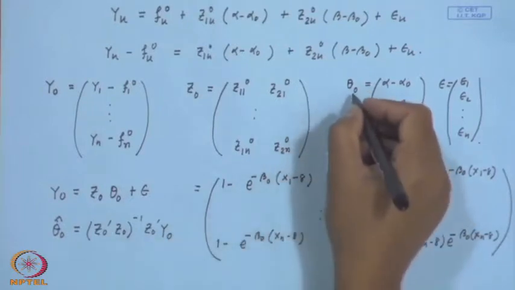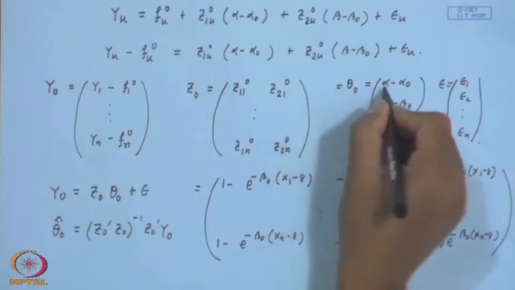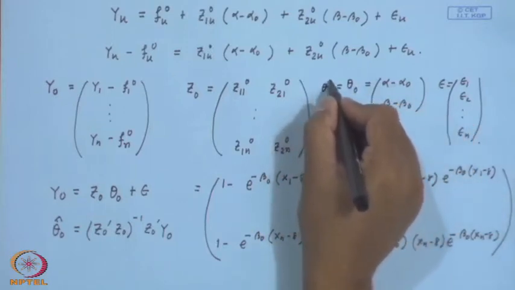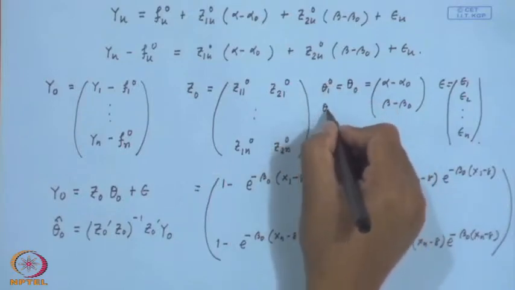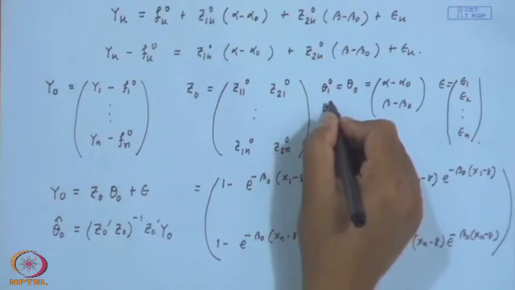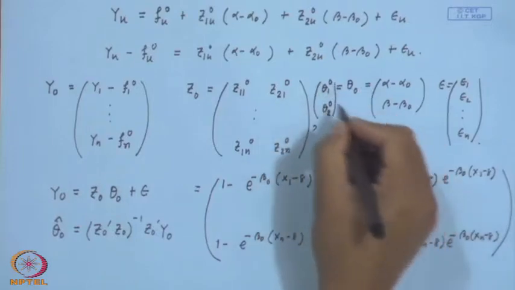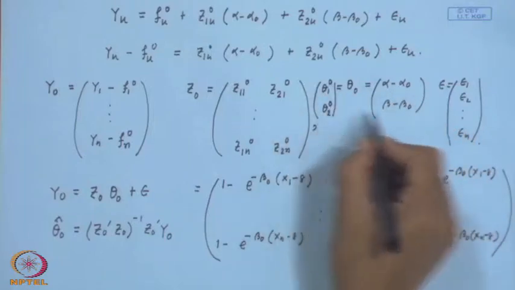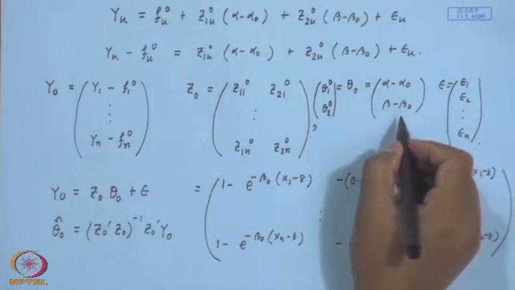Okay. So, let me put some more notation also. This one, alpha minus alpha naught, I will call theta 1. In fact, there are too many notations for this nonlinear estimation. So, theta 1 naught is basically alpha minus alpha naught, and theta 2 naught is basically beta minus beta naught.